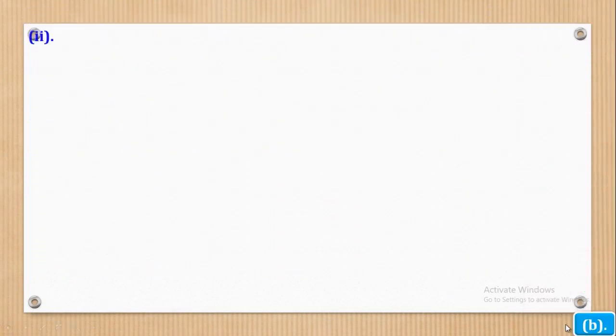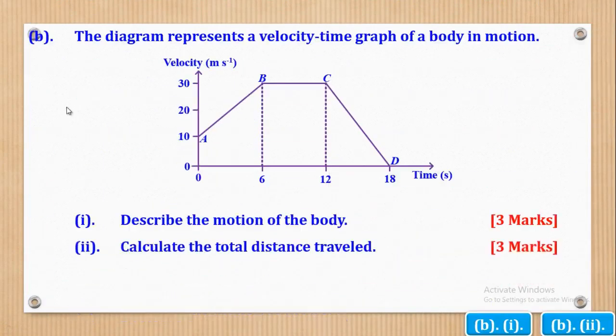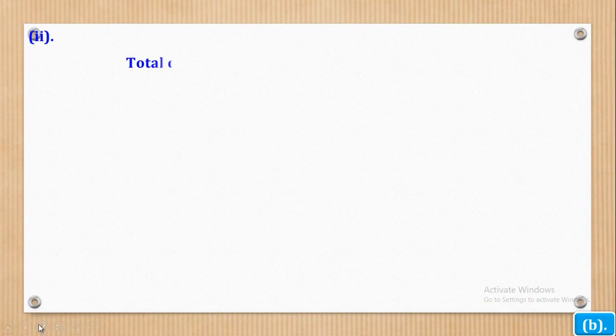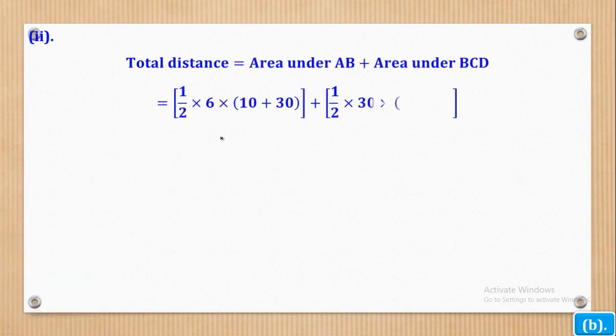So now we shall go to part B, Roman 2. Roman 2, they want you to calculate the total distance traveled. So it is equal to the area. This is the trapezium, this is the rectangle, and this is the triangle. So you have to add all those areas. So area AB plus area BCD.